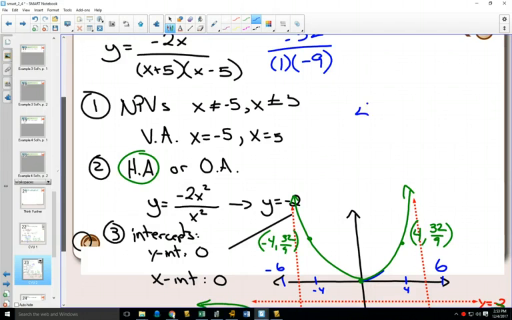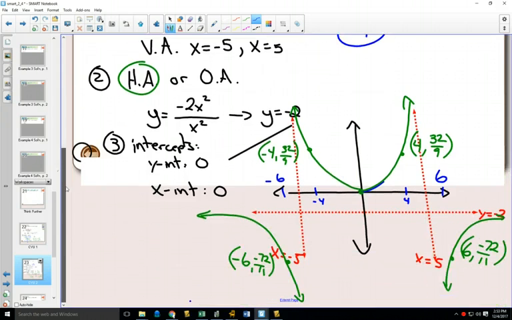Questions for this one? Number 4, the domain for this one is x can't equal negative 5 and x can't equal 5. But x can be anything else.